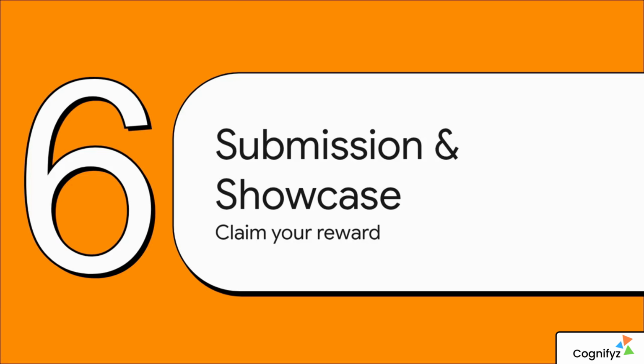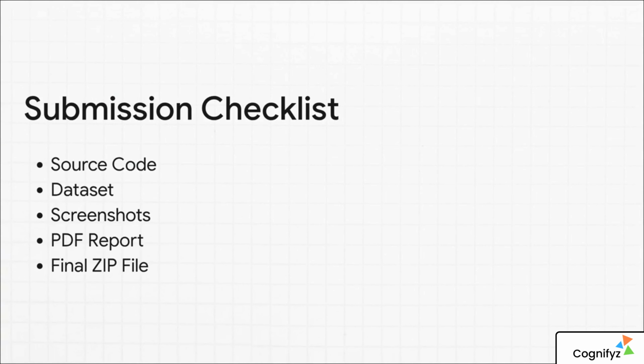And finally, Section 6, Final Submission and Showcasing. Claim your reward. You've done the hard work, you've carefully written the Python code, and you've found the insights. Let's walk through crossing that finish line. Before you submit a single thing to the program, heavily double-check this submission checklist. Make absolutely sure your final zip file contains your source code, the original unmodified dataset, visual screenshots of your graphical outputs, and your detailed PDF report.